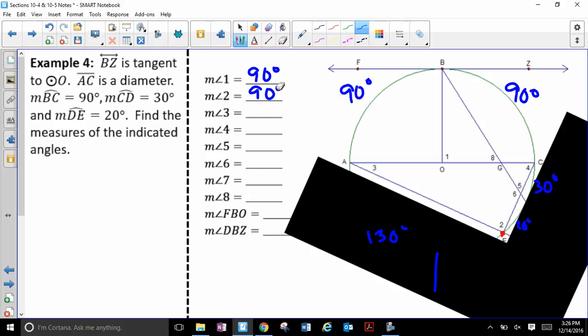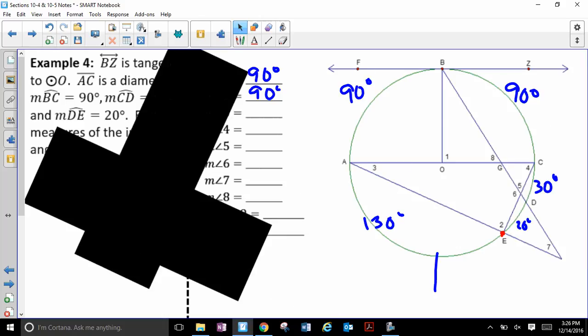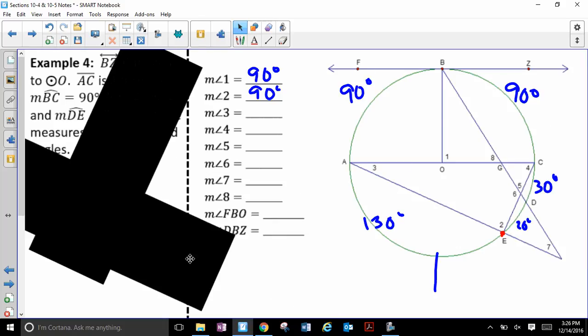And if you want to put these angle measures in your picture, you can. So if you want to mark that angle 1 is 90 and angle 1 is 90 and angle 2 is 90, you can in your picture. I'm not going to because I just don't want to have a bunch of busy stuff.